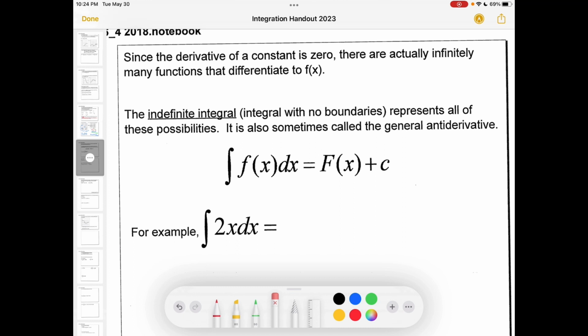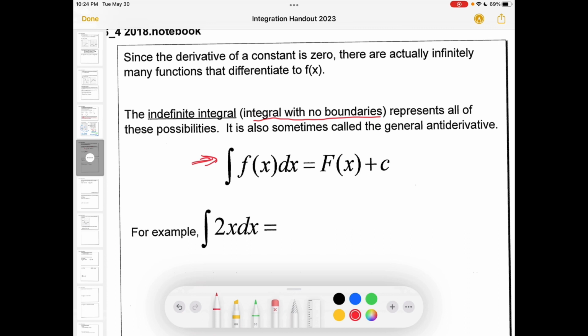So since the derivative of a constant is 0, there are actually infinitely many functions that differentiate to some f of x. The indefinite integral, which we can think of as an integral with no boundaries, still has that fancy violin-hole S. It represents all of these possibilities. It's also sometimes called the general antiderivative. So the indefinite integral, it's that integration sign we've seen before, but without boundaries. There's no a and b here. There's none of that.